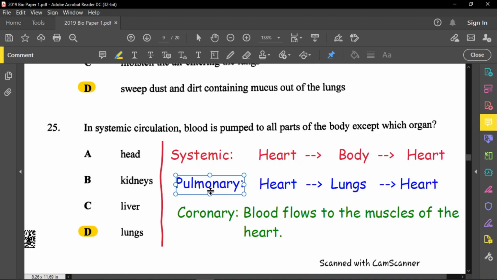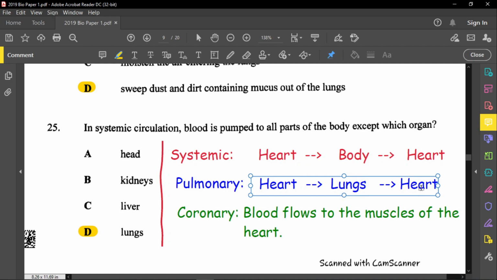Now for pulmonary circulation, remember the word pulmonary always refers to the lungs, like the pulmonary artery and pulmonary vein. Blood flows from the heart to the lungs and back to the heart. That is pulmonary circulation.